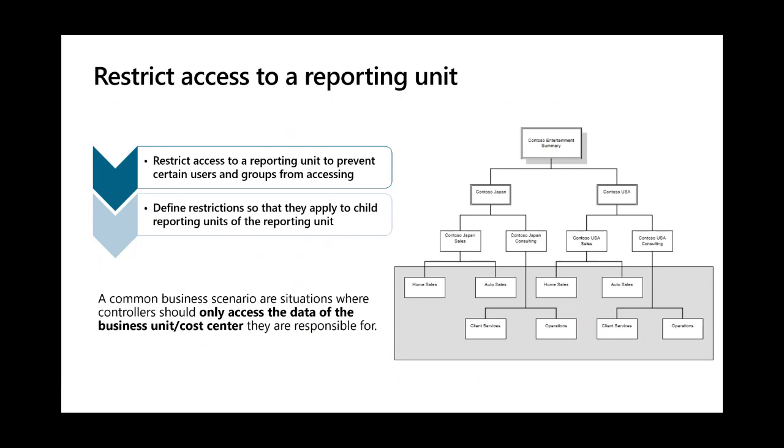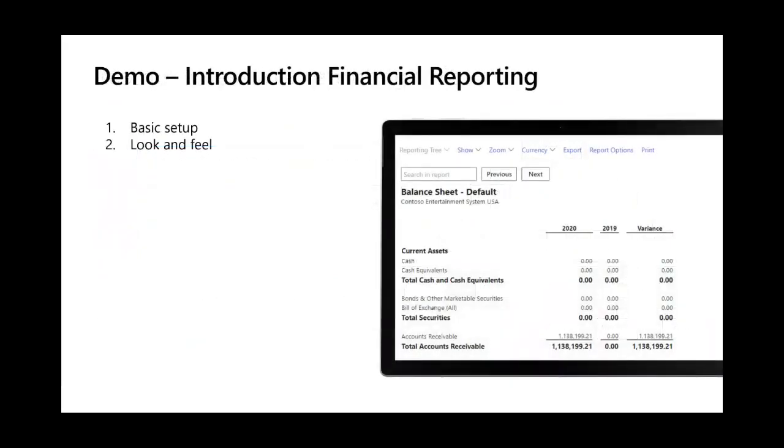Okay, and on top, you can go and restrict the access to the reporting unit. So a common business scenario is where controllers should only access data of the business unit or cost center they are responsible for. So if I own the auto sales, and I should only report on auto sales, with access restriction, I can get that done. So this is major important and a nice feature to take a look at. So with that, I will go and run the demo.